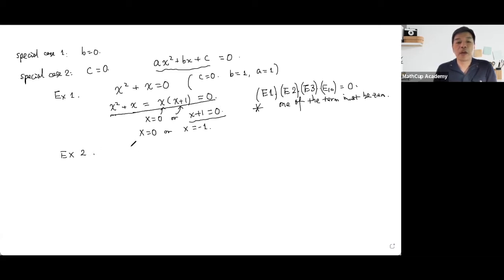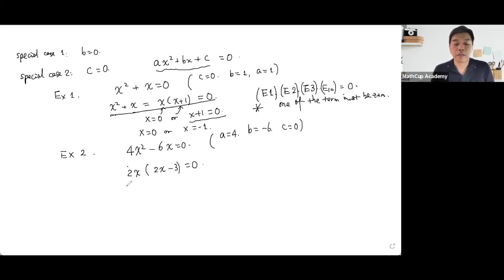Example 2. You have 4x squared minus 6x equals 0. Now in here, again, we'll remind ourselves that the coefficient for the quadratic term a is 4, and b is -6, and c, of course, is 0. Again, we're going to factor the left side. You have a common x in both terms. In fact, you have 2x in both terms. So I'm going to factor out 2x, and inside is 2x minus 3 equals 0.